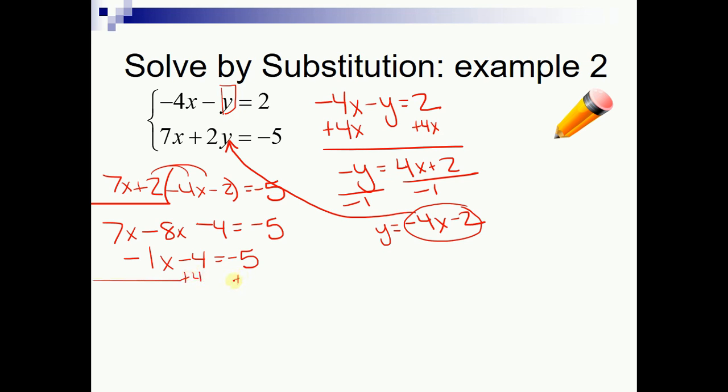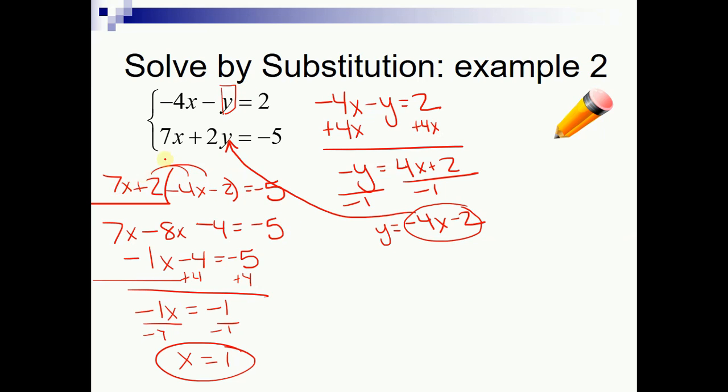Add my 4 to both sides. Negative 1 divided by negative 1. So I get x equals a positive 1. Now, let us plug that back in. Now, you can plug it into either of these 3, technically, equations. I like to plug into the original, just because that makes sure I didn't screw up anywhere.